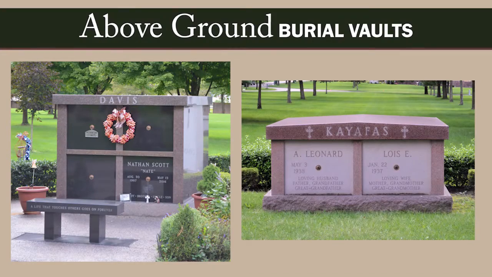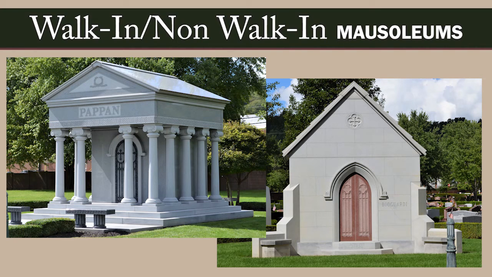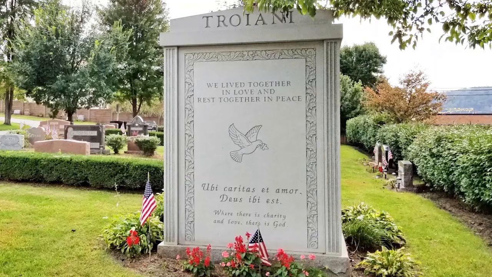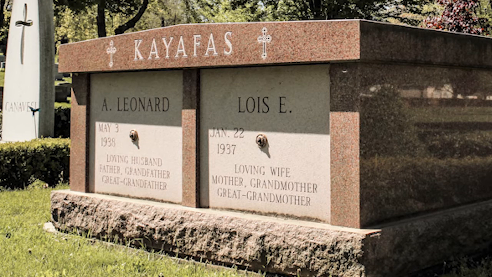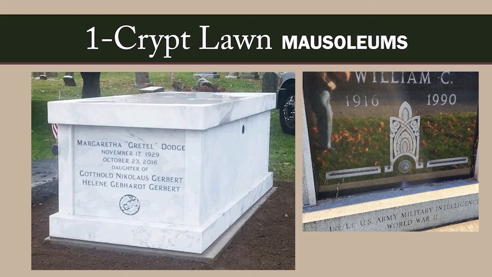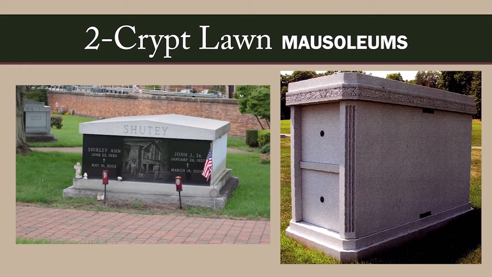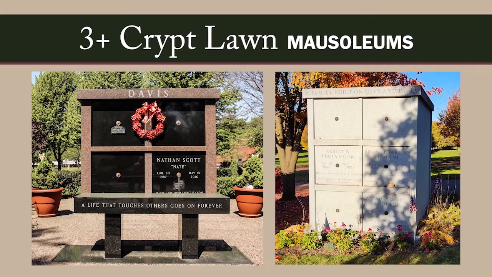There are three basic types of mausoleums: above-ground burial vaults, garden or outdoor mausoleums, and estate walk-in and non-walk-in mausoleum buildings. Above-ground burial vaults can contain any number of crypts and be for any number of people. A crypt is a chamber in a mausoleum that holds the casket of the deceased. Single crypt lawn mausoleums hold just one casket. Two crypt or companion lawn mausoleums store two caskets. Family lawn mausoleums hold anywhere from 3 to dozens of crypts and urns.